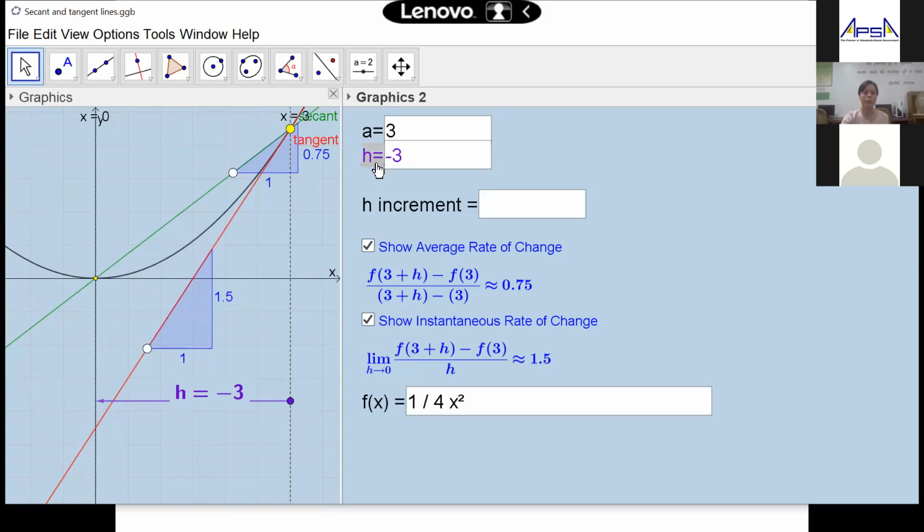We can make the change in... Sorry, I think if I'm sharing my screen, the animation does not work. But this is h equals -3. This is the distance between the 2 points we chose. There's no reason why we should choose those 2 points so far apart.